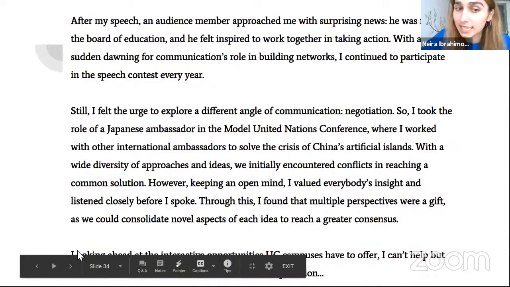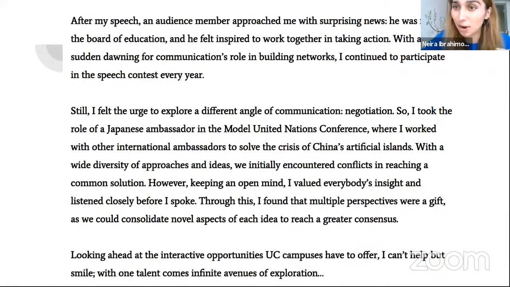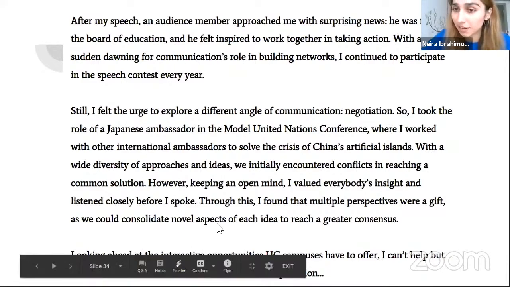However, my final sentence is saying looking ahead. When I say looking ahead, I'm saying this is something that happened to me now, but it's not staying here in the now. It's going to move on into the future. When I go to college, I want this experience to be something that shapes my college experience as well. That's why I say looking ahead, and I use a forward-looking statement at the very end.